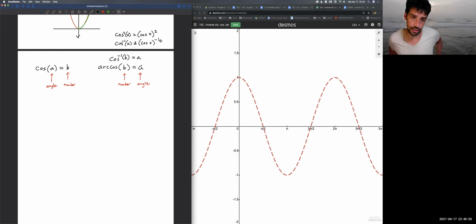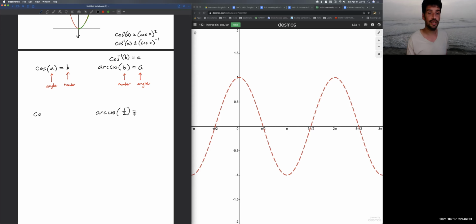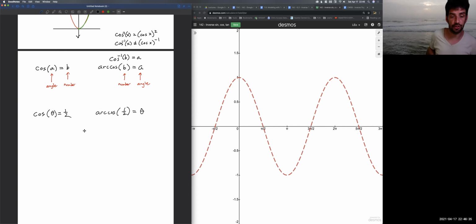Now, here's an interesting question we might ask ourselves. I told you when we put in a number into arc cosine, it returns the angle that would have that cosine, okay? So for instance, let's do arc cosine of 1/2. The thing that comes out should be the angle that has a cosine. We're looking for some theta that has a cosine of 1/2. That's what's supposed to come out of this.